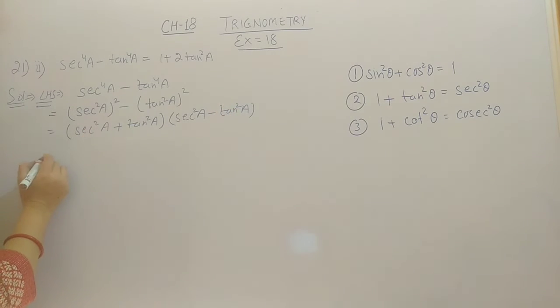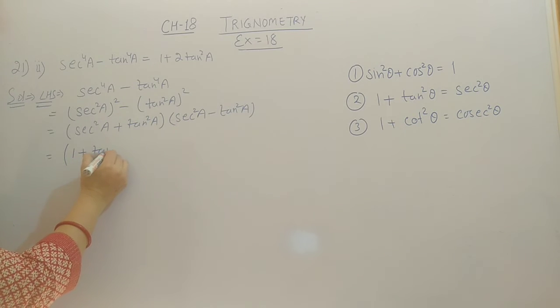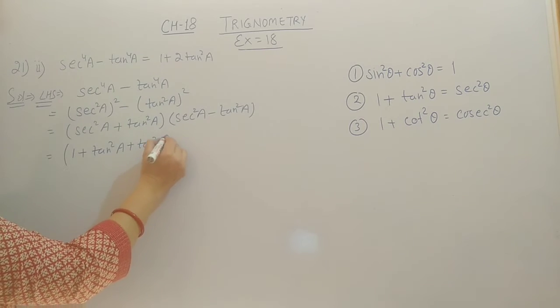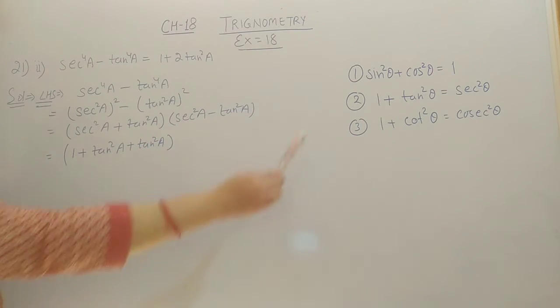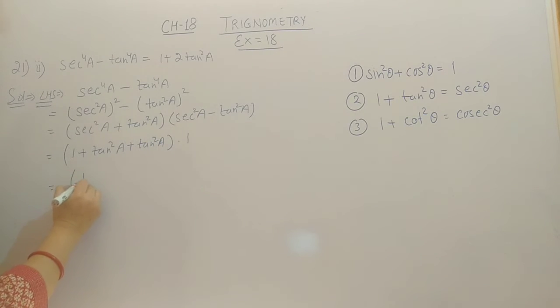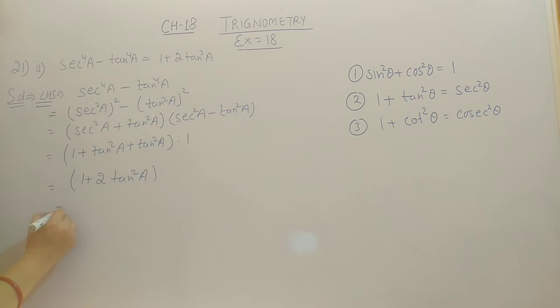In this first bracket, sec we will change because we don't want sec on the right side. So in place of sec square A, from this second identity we can write 1 plus tan square A, plus tan square A, and this second bracket, from this second identity only it will become 1. Now 1 plus tan square A plus tan square A is equal to 2 tan square A. We got left side is equal to right side, hence proved.